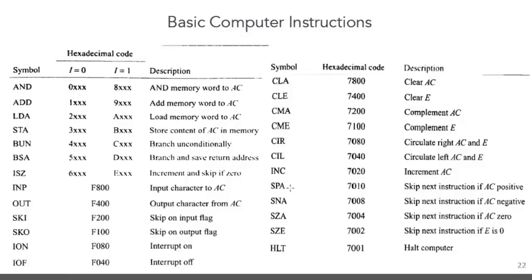Okay. SPA, skip next instruction if AC is positive. If the content of accumulator or processor register are positive, then skip to the next instruction. SNA, skip to the next instruction if AC is negative. SZA, skip to the next instruction if AC is 0. Then SZE, skip to the next instruction if E is 0. Okay. HLT, now here E is an empty register actually. HLT is 7001. This is a hexadecimal code and it is halt computer.